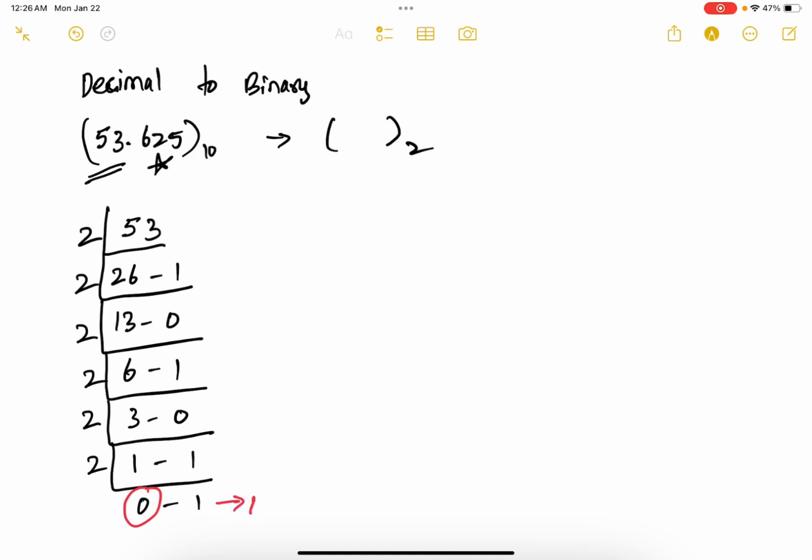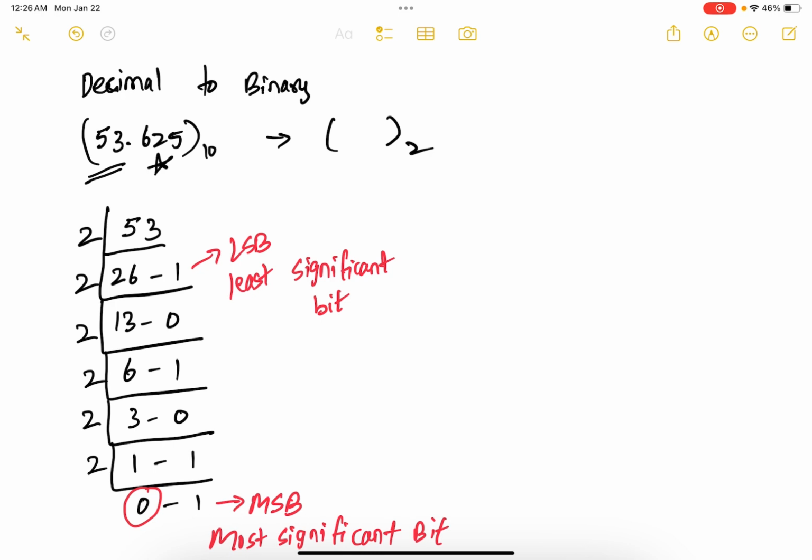And this will be the MSB, or the most significant bit, and this would be the LSB, or the least significant bit. So the equivalent binary would be, that is for the non-fractional part, we go from bottom to top. So that's 1, 1, 0, 1, 0, 1.